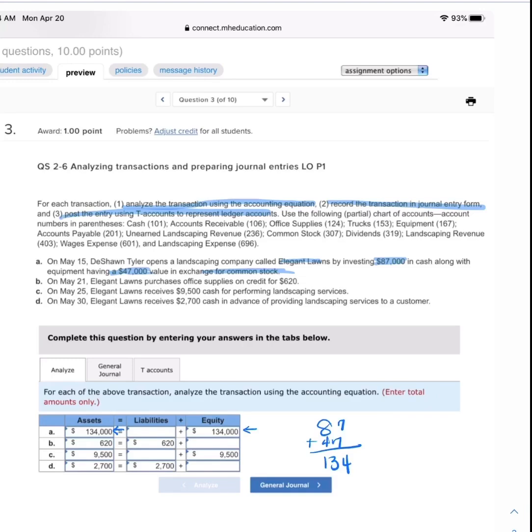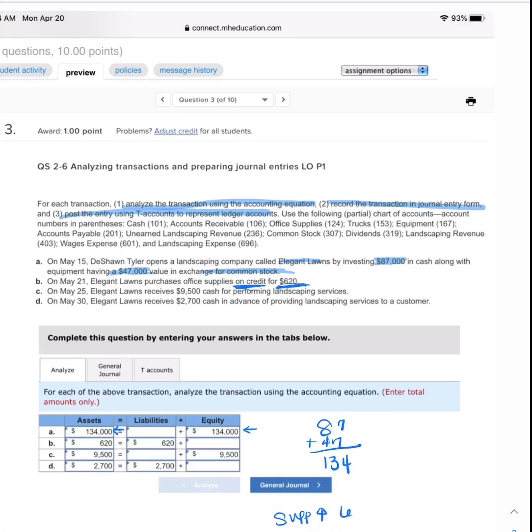In the next question, it tells us here, on May the 21st, they purchased office supplies on credit for $620. Because this is on credit, no cash changed hands. So supplies went up by $620, and accounts payable went up by $620. So you see a liability go up by $620, and you see the associated asset also going up by $620.